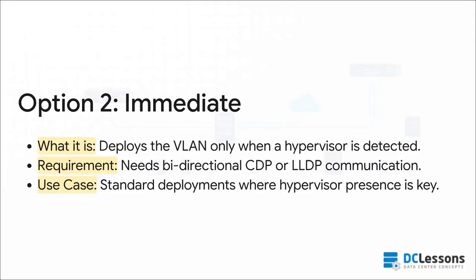Next, we've got immediate. Now, this one's a bit smarter. The VLAN only gets deployed when the ACI leaf switch actually sees a hypervisor on its port, and it does this using discovery protocols like CDP or LLDP. Now, the key here, and this is important, is that the communication has to be bidirectional. ACI needs to hear back from the hypervisor before it pushes that VLAN. This makes it a fantastic, solid choice for most of your standard workloads.